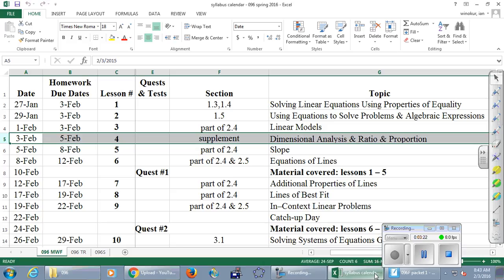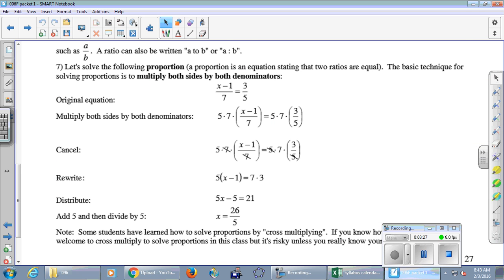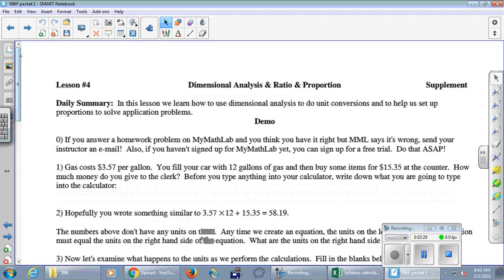Okay? All right. So all that said, let's jump in here at the top of page 27. This demo is particularly long.